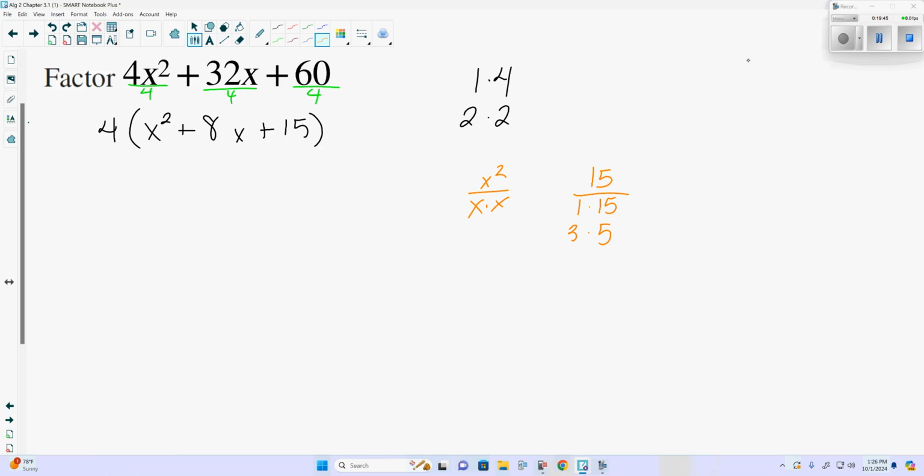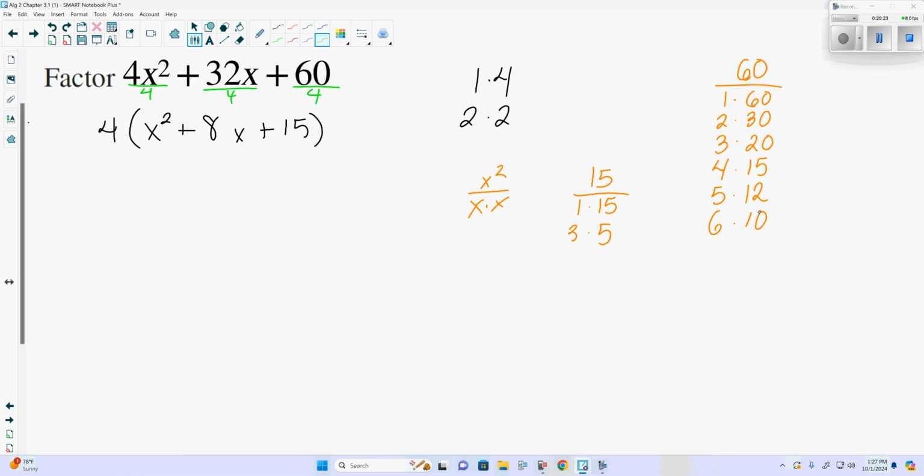60 is what we started with. Well, that'd be 1 and 60, 2 and 30, 3 and 20, 4 and 15, 5 and 12, 6 and 10. 7 does not work. 8 doesn't work either. But by factoring that 4 out, the third term went from having 6 sets of factors to 2.